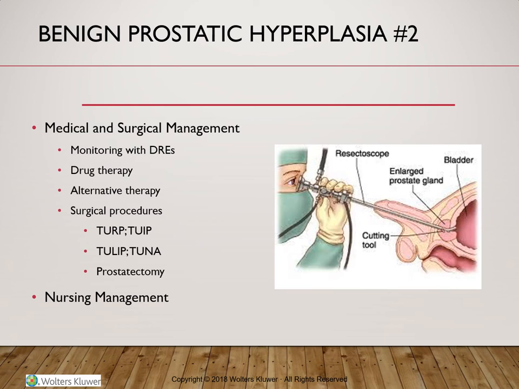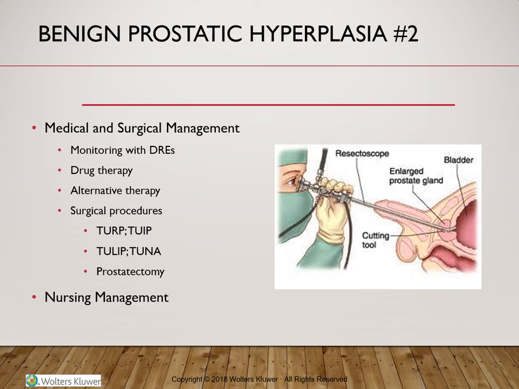We can do what is called transurethral resection of the prostate, a TURP. We can do a transurethral incision of the prostate. TULIP stands for transurethral laser incision of the prostate. So you can see that those are just acronyms for different procedures. Most of them will release and remove not the entire prostate, but the tissue that is hypertrophic around the urethra and has an impact on the urinary flow.